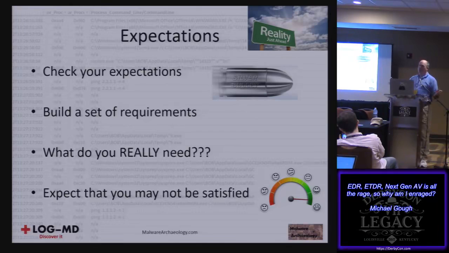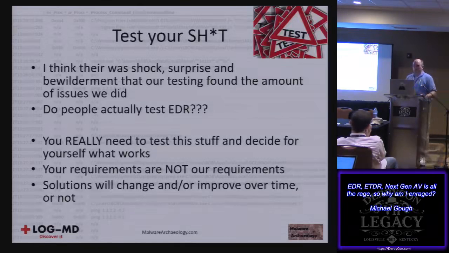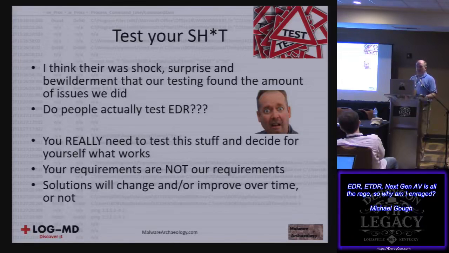Build a set of requirements. What do you need? What do you really need? And expect you will be disappointed or not satisfied with solutions. We had a simple scale, 0 to 3. You did nothing, to, okay, you did okay, to 3. So it was a real simple score. And we added them all up, and only 2 solutions were close to one another, and the rest weren't even close. But again, preventative was a big part of what we wanted, and tier 1.